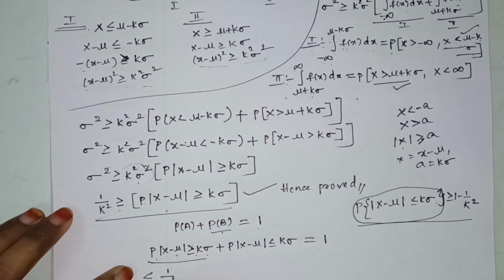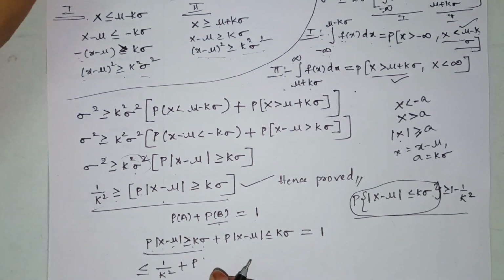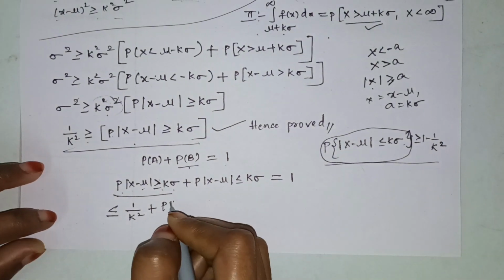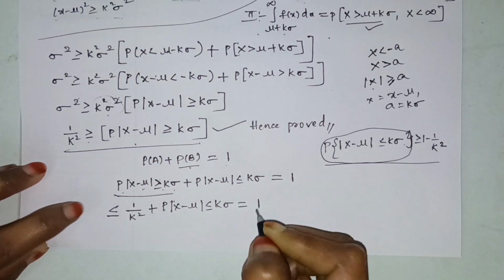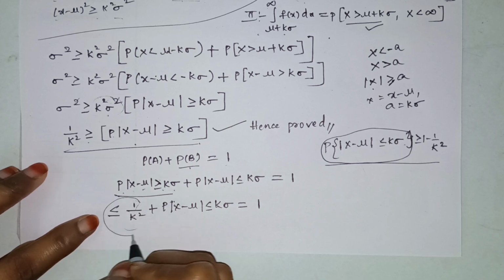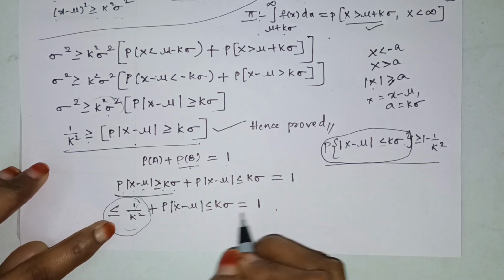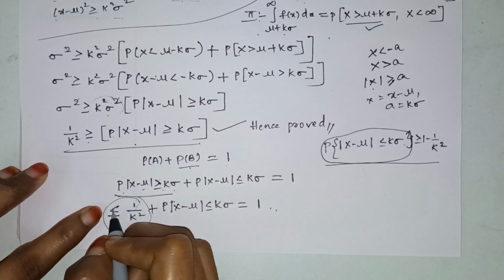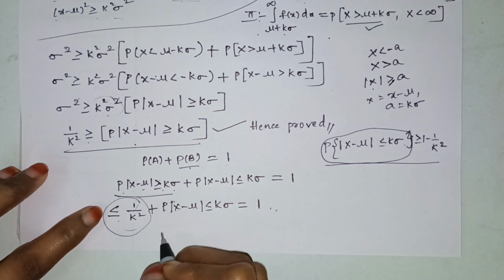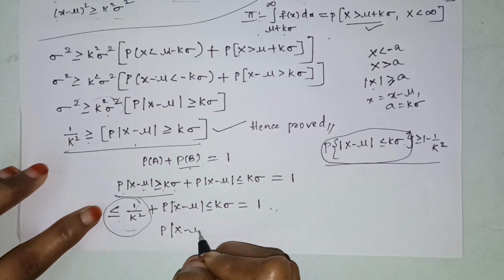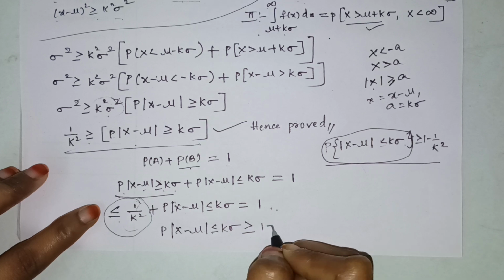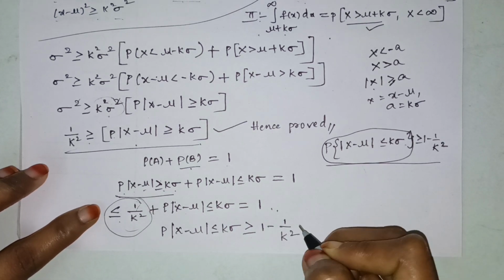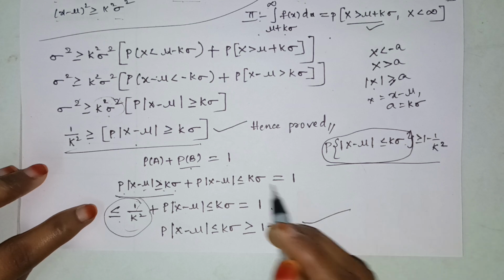Therefore, less than or equals to 1 by k square plus probability of mod x minus mu less than or equals to k sigma is equals to 1. If you take this whole as that side, then it will become minus 1 by k square. So this greater than or equals to become less than or equals to. Therefore, probability of x minus mu less than or equals to k sigma which is greater than or equals to 1 minus 1 by k square. And the first and second we have proved.